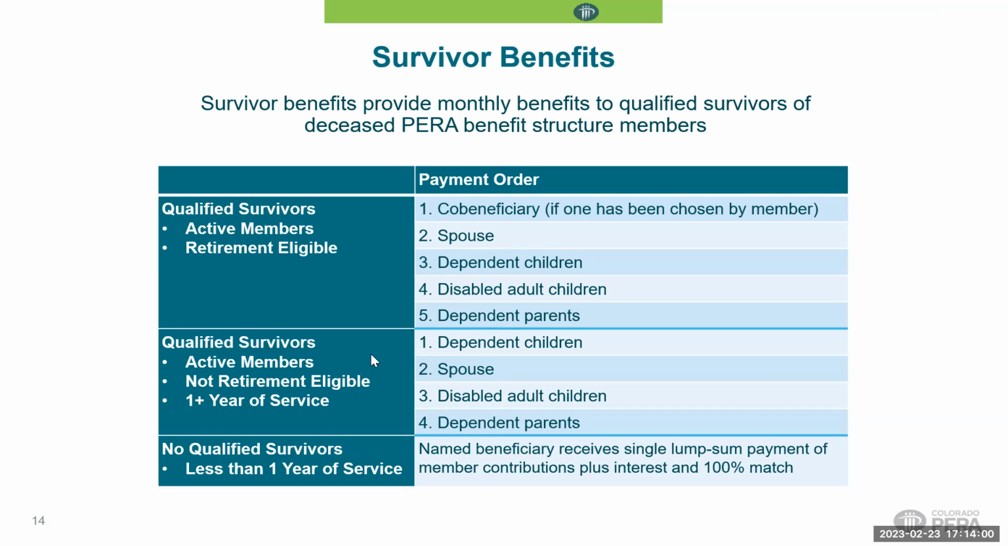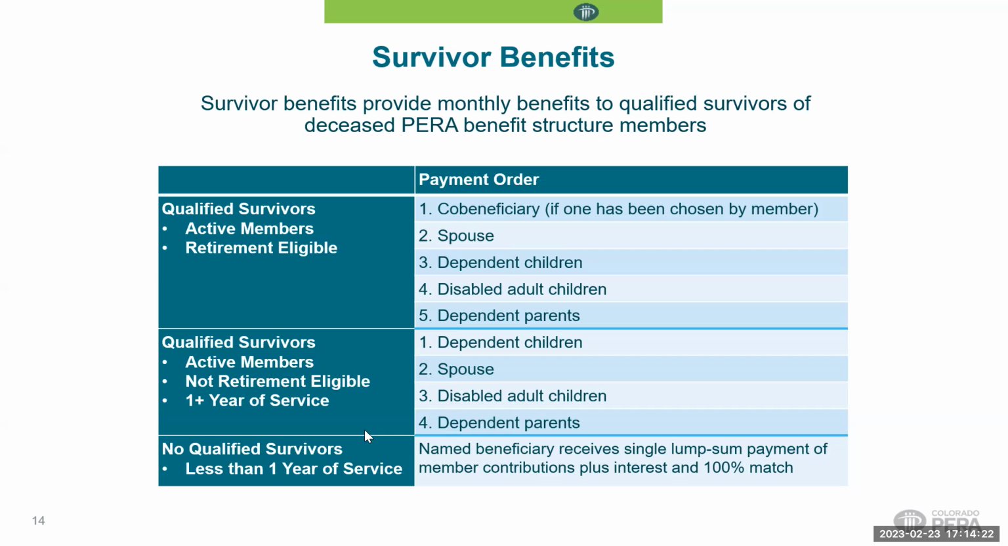Now, if you have 1 year of service, you're not retirement eligible, say you pass away before you reach that table that we were talking about, and you're still active, then it goes in this order. So it's a little bit different when you're not retirement eligible. It'll go to your dependent children first. That's the first order, then spouse, and so on and so forth.